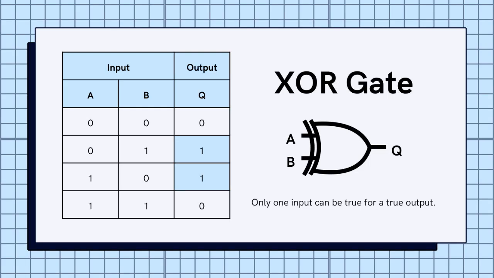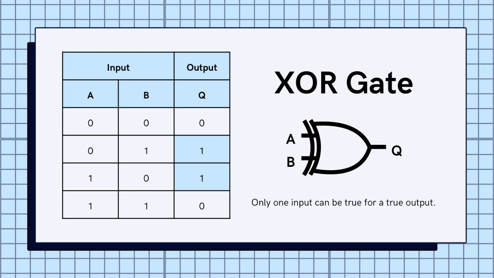Now, let's take a closer look at this table to understand how the XOR gate works. As you can see, we have two inputs, labeled A and B, and an output Q. The key point here is that Q is true only when exactly one of the inputs is true. For example, when both A and B are 0, the output Q is 0. When A is 0 and B is 1, Q becomes 1. Similarly, if A is 1 and B is 0, the output is again 1. But when both A and B are 1, the output drops back to 0.